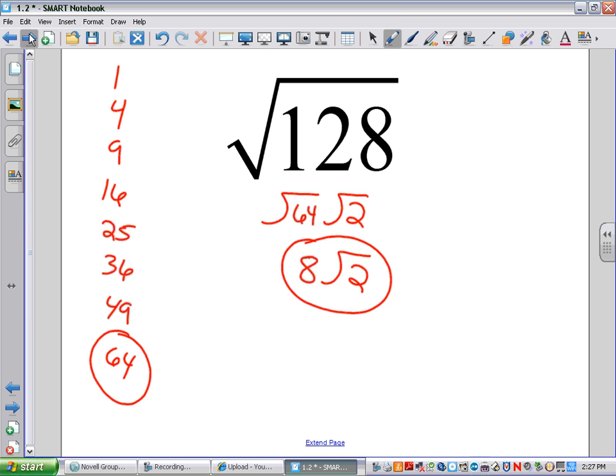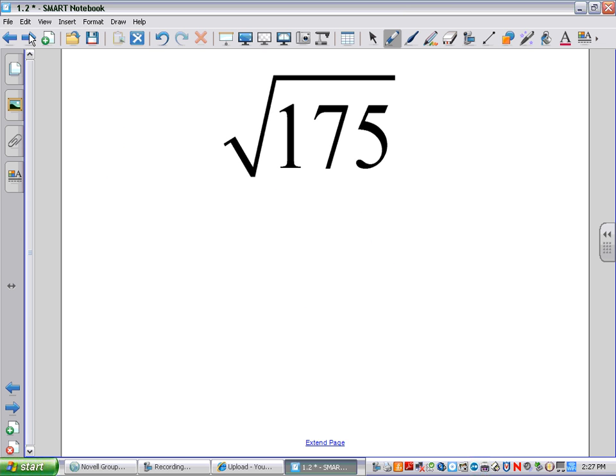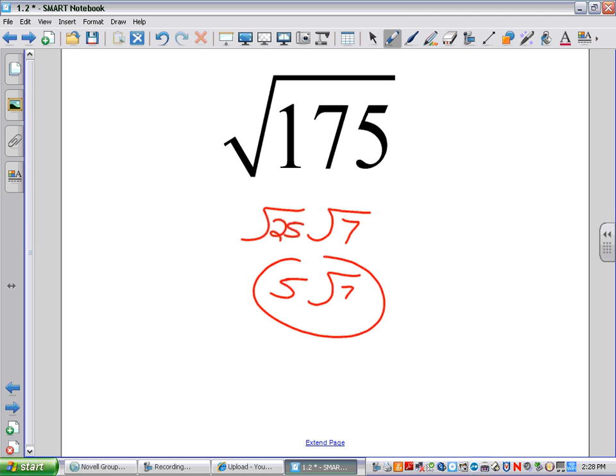One more. What's the biggest number from this list that'll go into 175? I think 25. 25 times what? Times 7 makes a 175. The square root of 25 is a regular 5 with the square root of 7 added onto it. And there's your answer. 5 square root of 7 will be that answer.